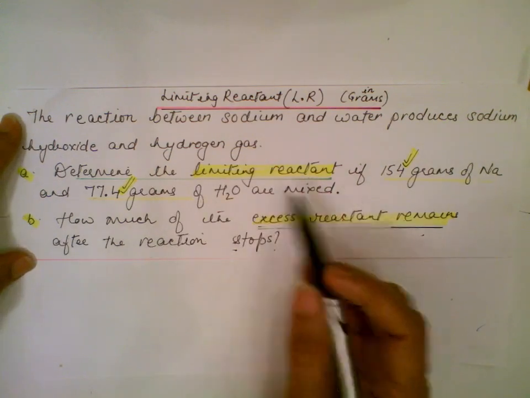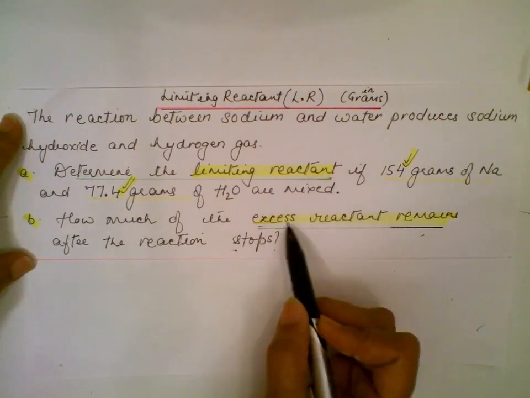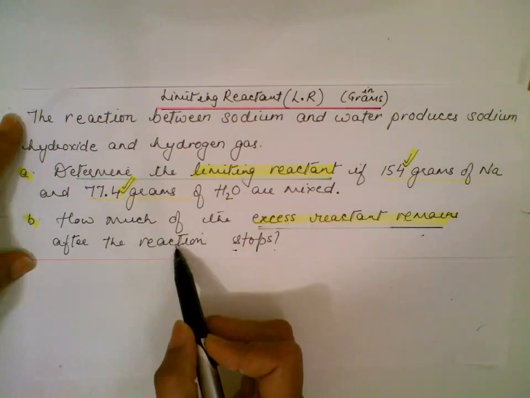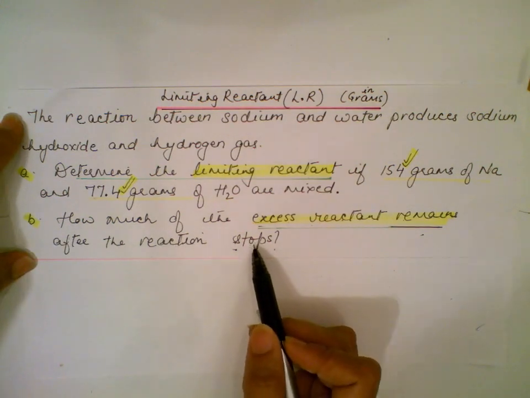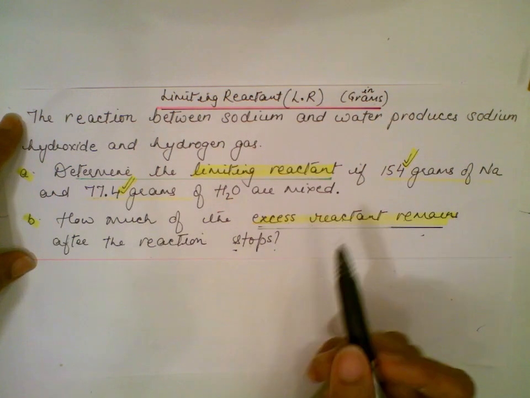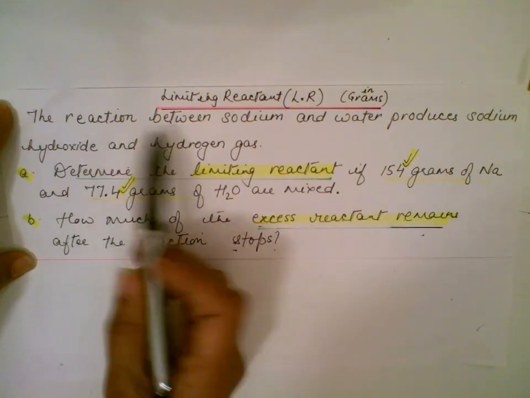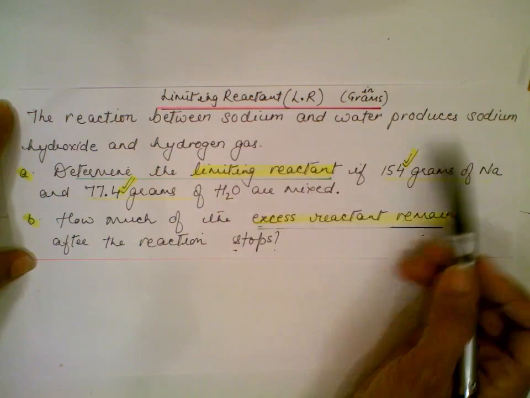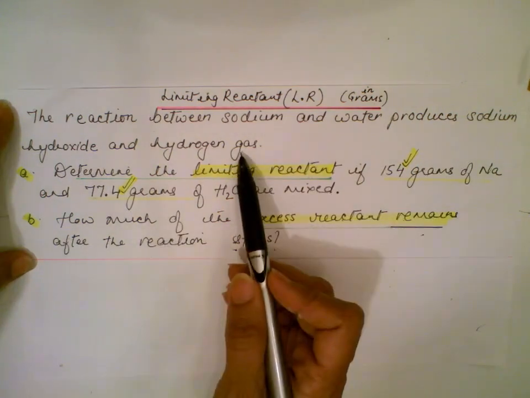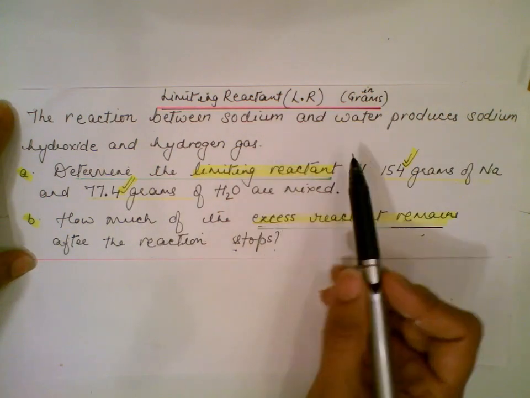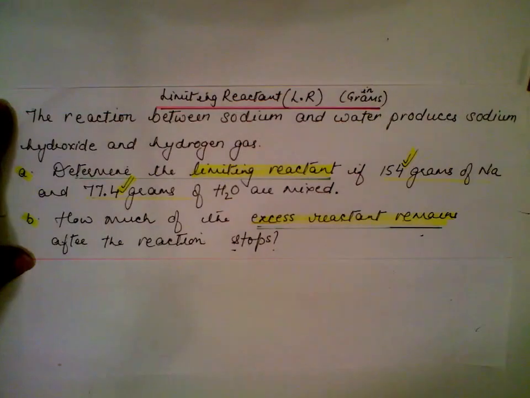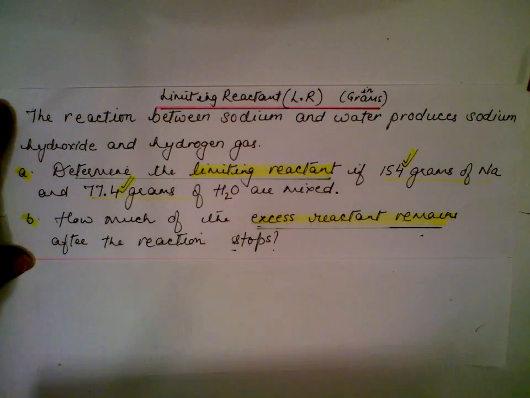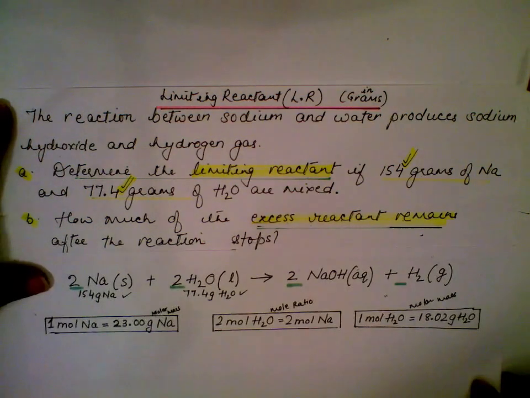In this video, we are finding the limiting reactant and the amount of excess reactant that remains after the reaction stops, for which we will also have to determine the amount of excess reactant needed. Let's read the problem. The reaction between sodium and water produces sodium hydroxide and hydrogen gas. There is no equation provided, so first you want to make sure that you have a balanced equation. So here you go. Here is a balanced equation for you.